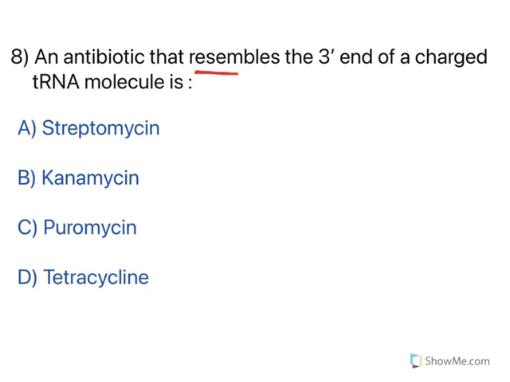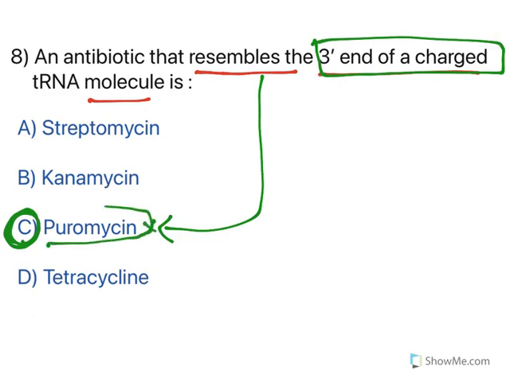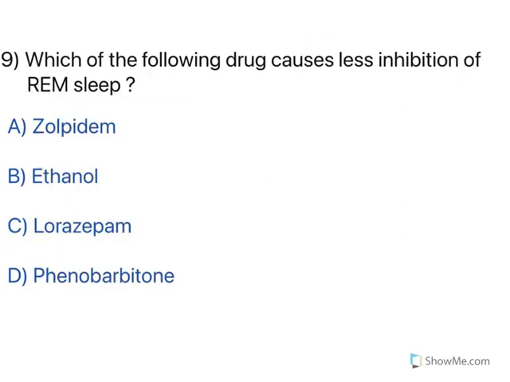Now, an antibiotic that resembles the 3' end of a charged tRNA molecule is Puromycin. It is a protein synthesis inhibitor of bacteria, and it inhibits protein synthesis because the drug resembles the 3' end of the charged tRNA and blocks the attachment of tRNA to ribosomes and mRNA. That is how it inhibits protein synthesis. So option C, Puromycin, is the correct answer.